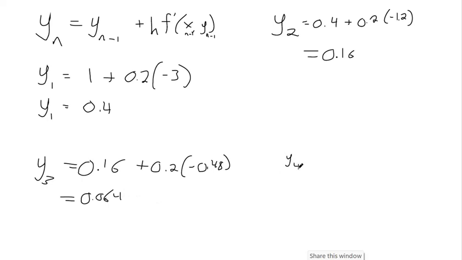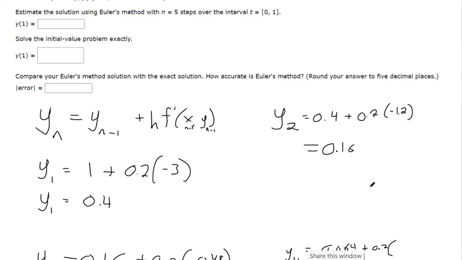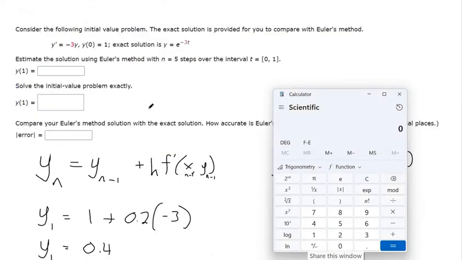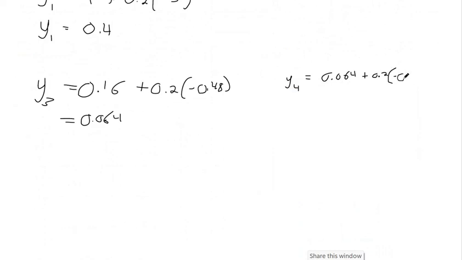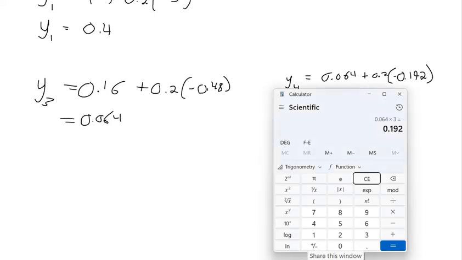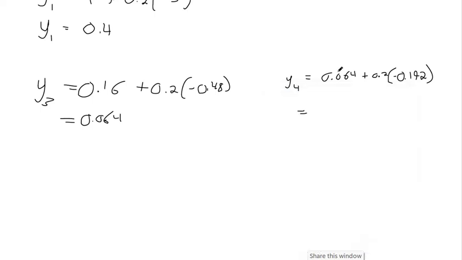Then y sub 4 will be that approximation we just got, plus step size of 0.2, and then we need to plug in 0.064 into the derivative, 0.064, wasn't it? Yeah. So negative 0.192. And this plus 0.064, so that's 0.0256.